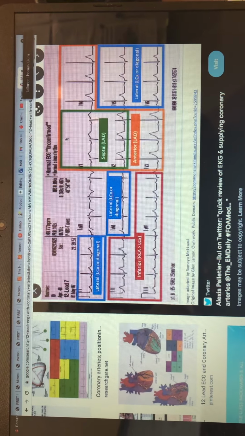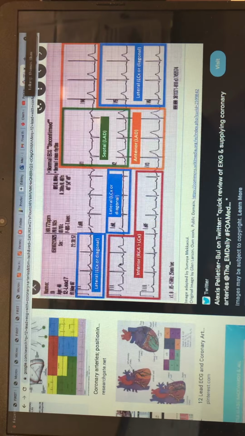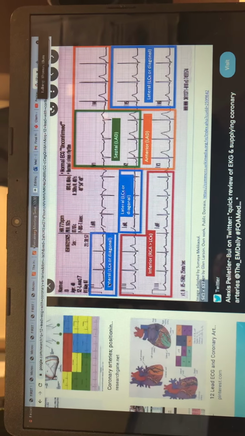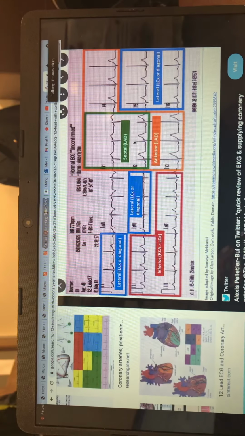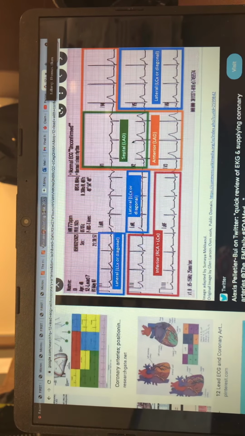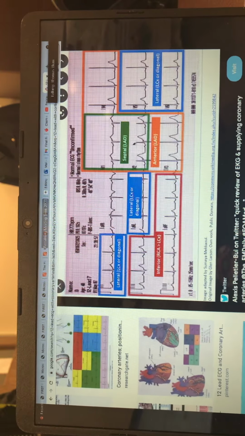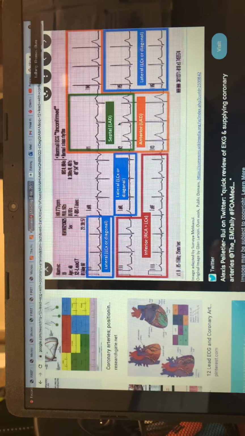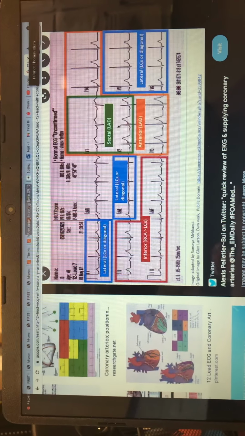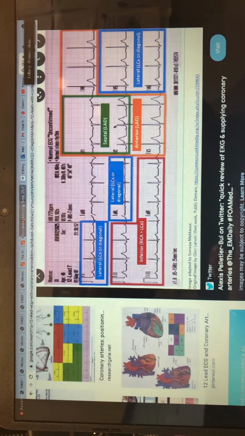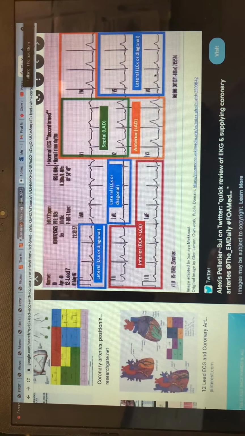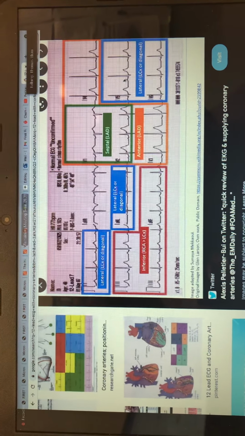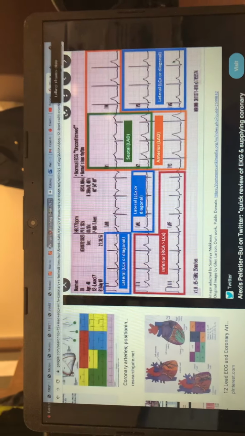So moving right along here, we've got our high lateral, we've got our inferior, which is the right coronary artery, moving into your V1, which is your septal, with your V2. Your septal leads are your left anterior descending, which moves into your V3 and V4, which is also your anterior and also your left anterior descending. And then we move into the reciprocal views of your low lateral, right? So you've got your septal and you've got your low lateral, which is your left circumflex.